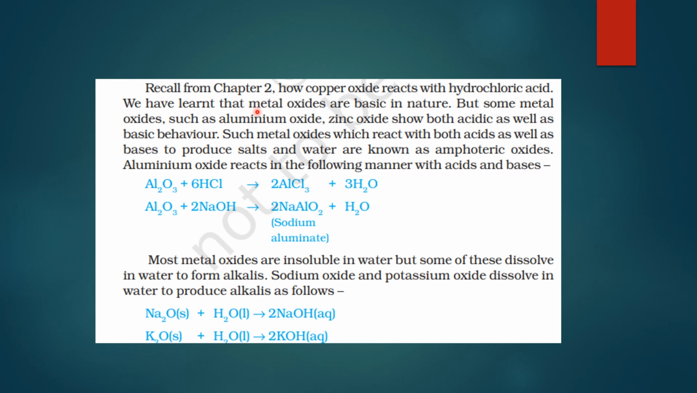Metal oxides, we learned, are basic in nature. Metal oxide is basic, so how will it react with an acid? What do you expect? We know acids and bases react to form salts and water. So Al2O3 plus HCl is going to give you AlCl3 plus H2O.